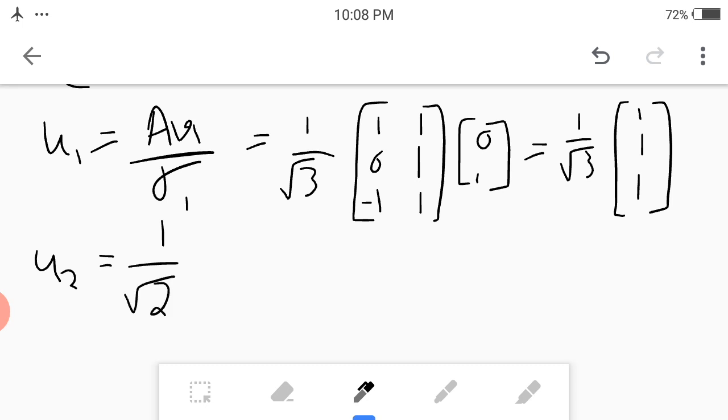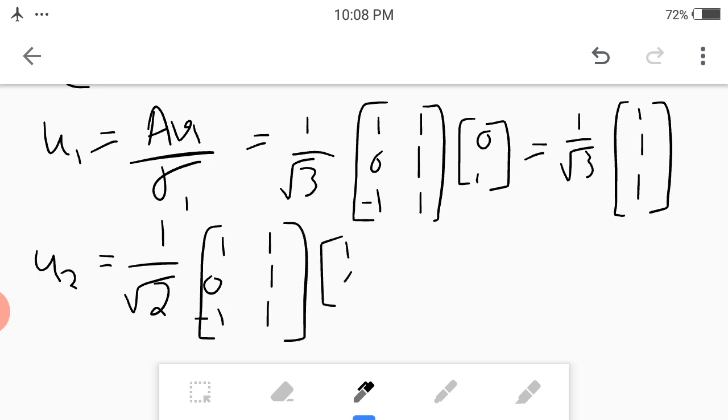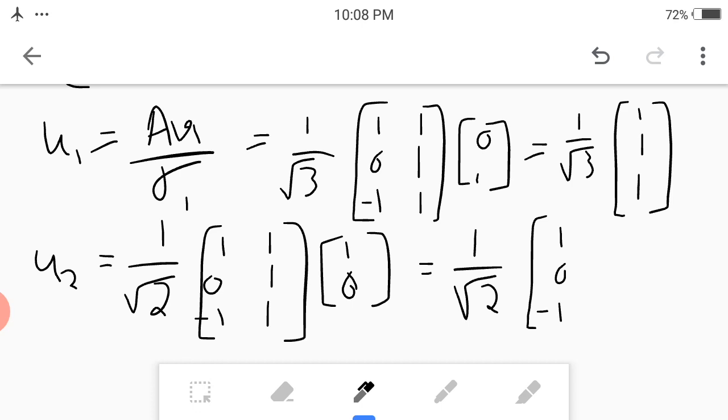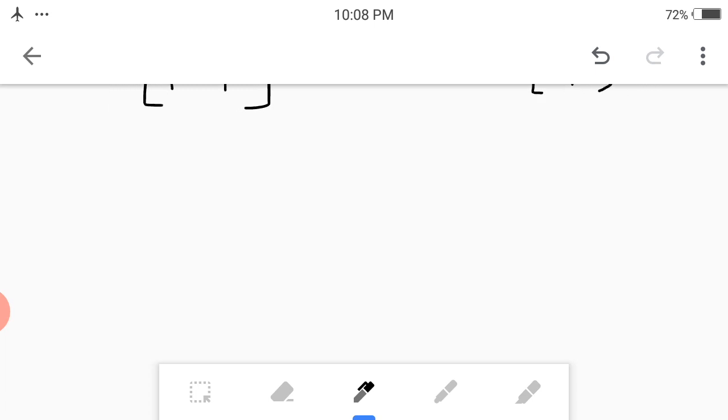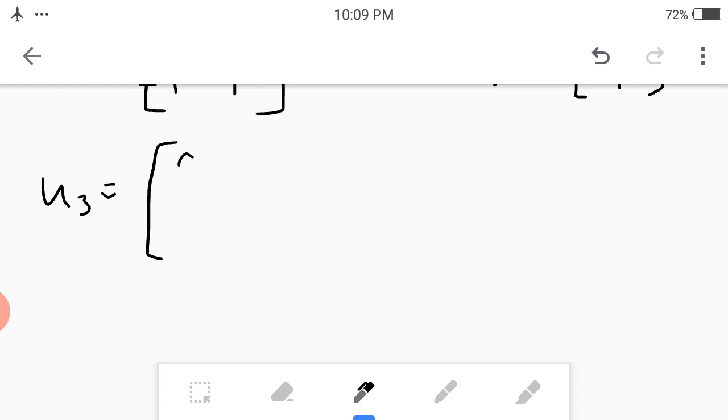What about u2? 1 by root 2. Your matrix A times v2, which is 1 0. You end up with 1 0 minus 1. And we have to find u3, but we don't have v3. But we do know they are orthogonal to each other. So assume your u3 is vector a b c.